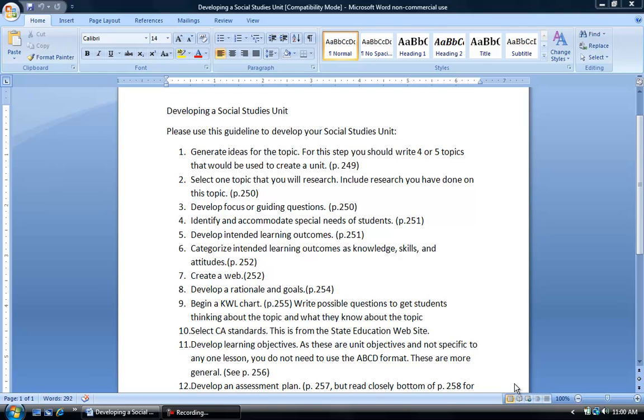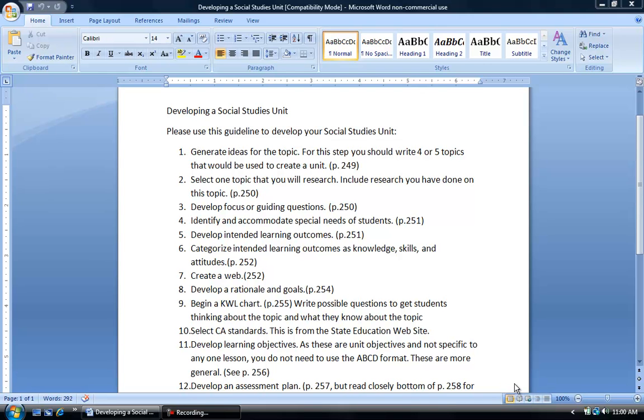And then as you move on to step 3, you're to develop focus or guiding questions. And if you look on page 250, it does give you some examples of those guiding questions, and what the textbook says is that without essential or focused questions, it is difficult to help students see the main point. Focused questions help students to link with their prior knowledge as well as establish a rationale for studying the unit. So for a single unit, several questions are appropriate.